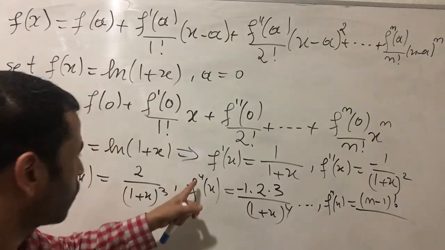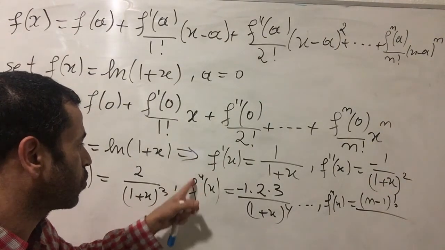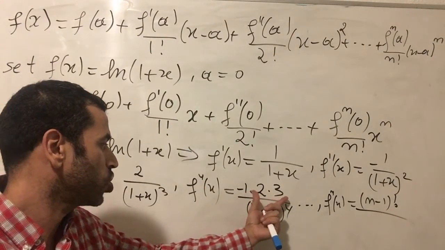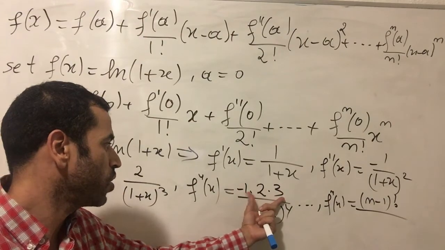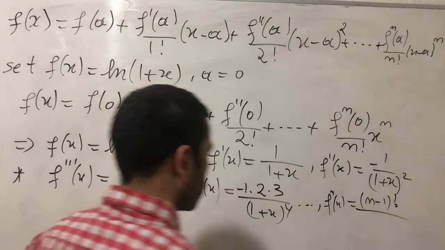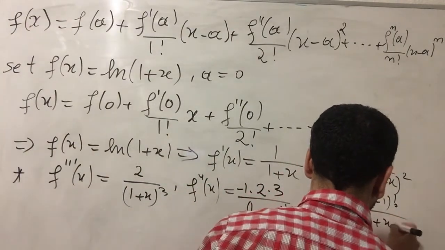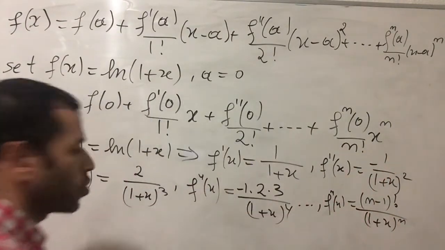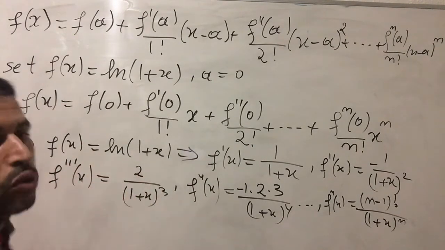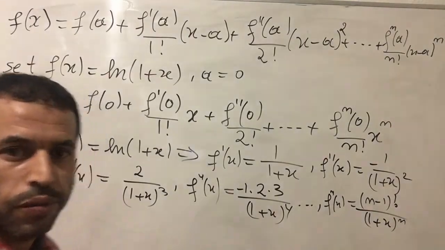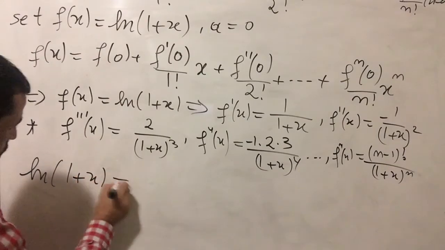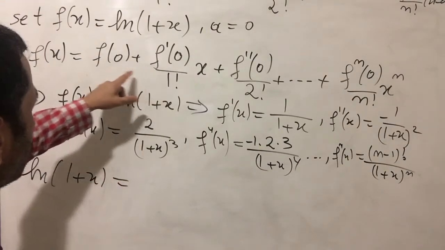That means the nth derivative function of this function will have n minus 1 factorial. If you take a look at the order of the derivative function and compare it with the last number in the numerator, you see number 3 for order 4 here. So that means n minus 1 factorial over 1 plus x to the n, right? So now I'm going to collect all these terms and put them together into one expression.